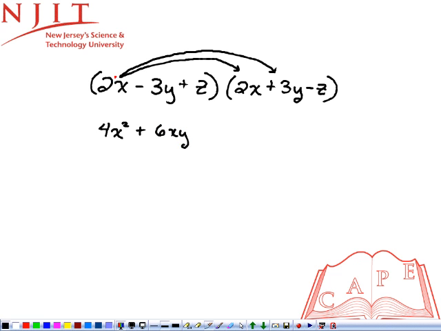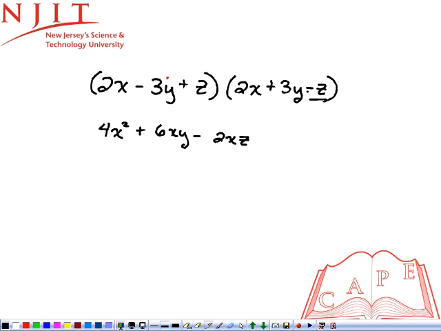And the final one for this, I'm going to take the 2x times a minus z. Don't forget the minus sign, it's very important. So all we get is a minus 2xz. Now that's it for that term. Now we have to do the same thing for the 3y and the plus z. I'm going to erase those arrows so that we don't get confused. Okay, let's move on to the next term.